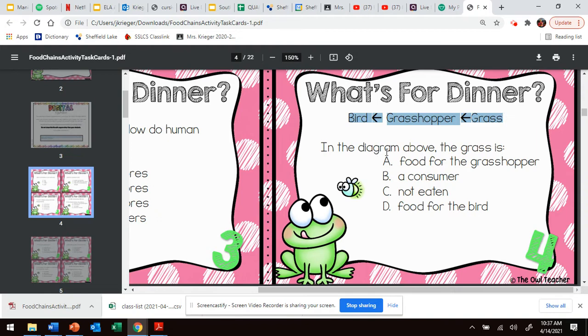So in that diagram above, the grass is what statement is true? The grass is food for the grasshopper. The grass is a consumer. It's not eaten, or is it food for the bird? Follow those arrows for your flow of energy. And it is A, food for the grasshopper.